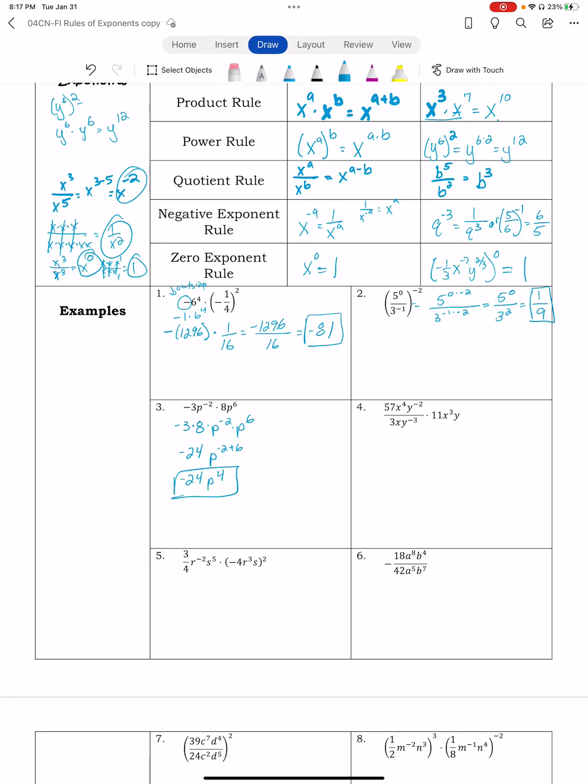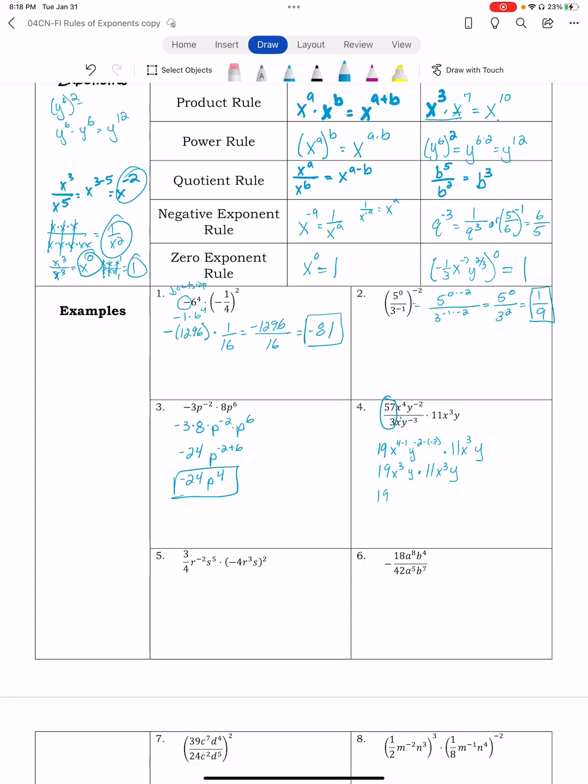This is a multi-step one. I like to simplify first. So I first look at my 57 over 3, which is 19. I have x to the 4th over x to the 1st. Remember that there's a first power. That's going to be 4 minus 1. This is y to the -2nd minus -3 times 11x cubed y. 19x cubed y, -2 minus -3 is to the first power, times 11x cubed y.